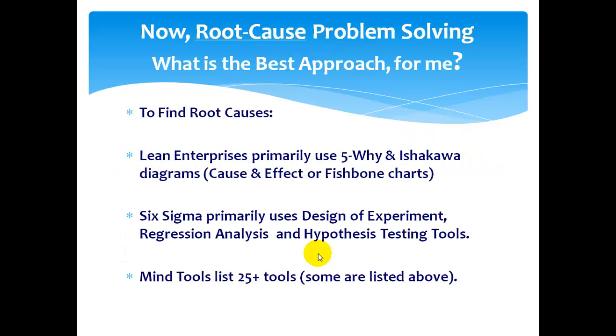Now let's look at some root cause part of problem solving. What is the best approach for me? To find root causes, Lean Enterprises primarily use the 5 Why questioning technique and the Ishikawa diagram, also known as cause and effect or fishbone charts. Six Sigma primarily uses design of experiments, regression analysis, and hypothesis testing tools. And Mind Tools lists 25-plus tools, some of those listed above.